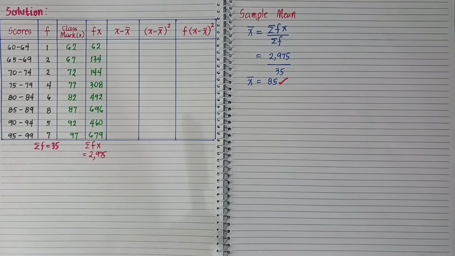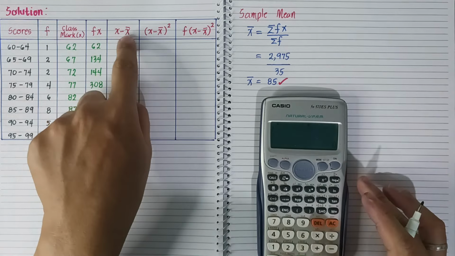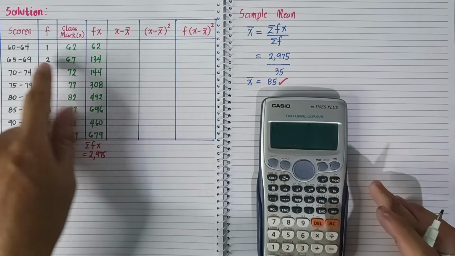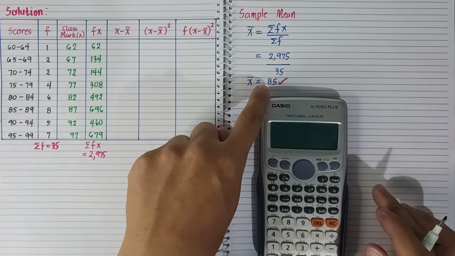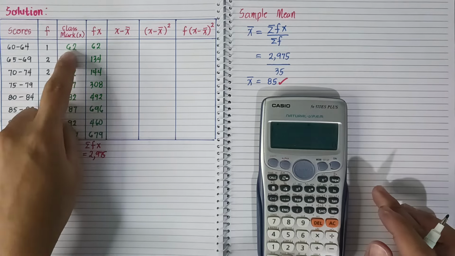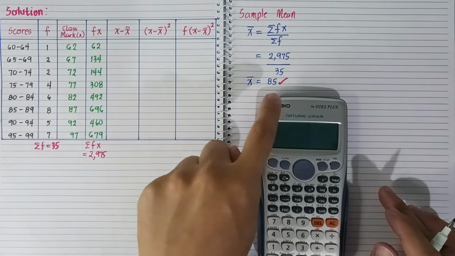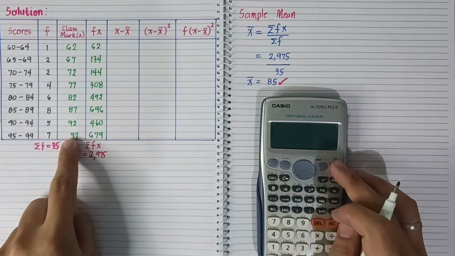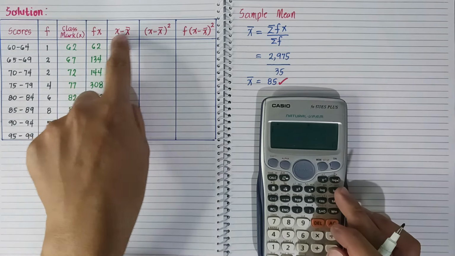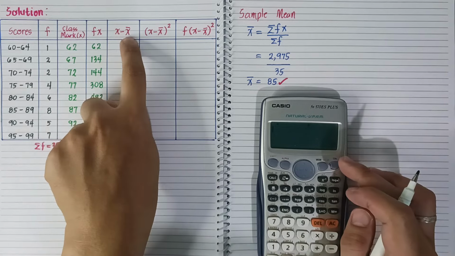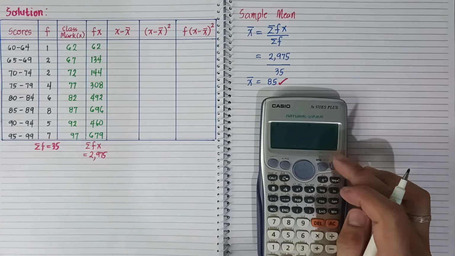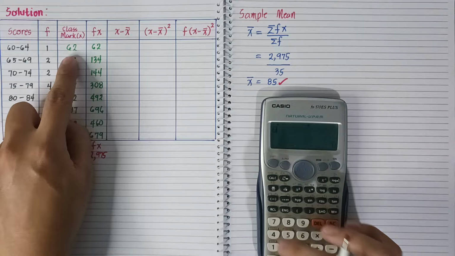Okay. So dito guys, we have x minus x bar, which means yung x natin minus the mean, or the sample mean. So 62 minus 85, 67 minus 85, hanggang dito. Gets? Kasi nga, x minus x bar, ito yun guys, yung class mark natin or yung midpoint, minus yung x bar natin, which is the sample mean. Gets?